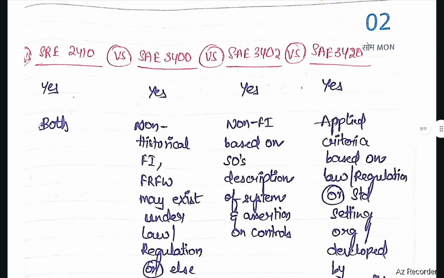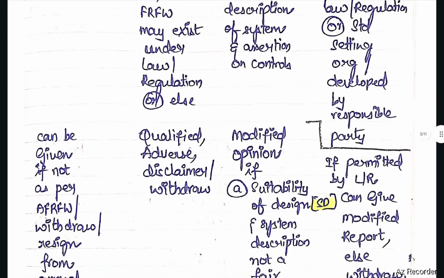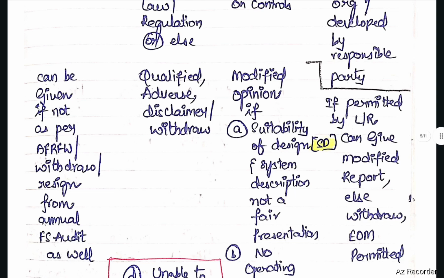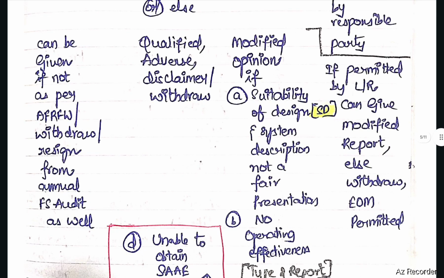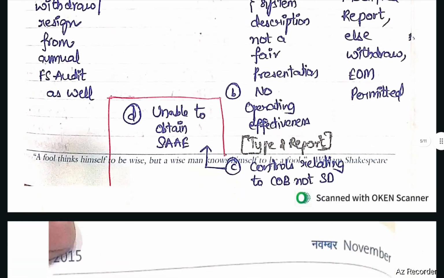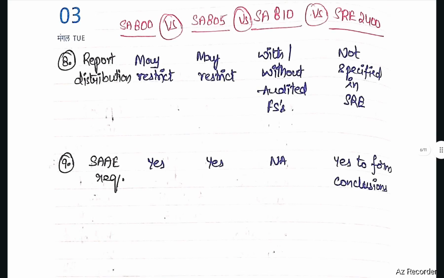As per SAE 3420, if permitted by laws and regulations, can give modified report, else withdraw. Emphasis of matter paragraphs is permitted. Next, report distribution. As per SA 800, there may be a restriction for the distribution of the report. As per SA 805, there may be a restriction for distribution of the report.